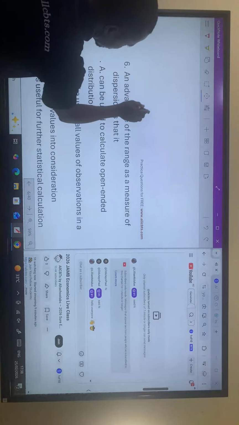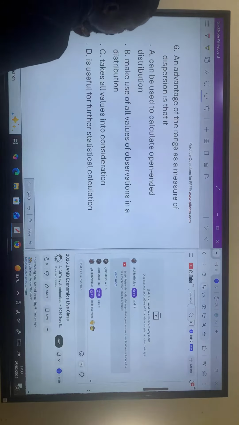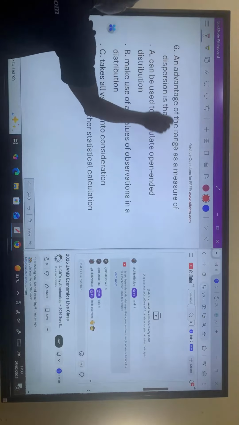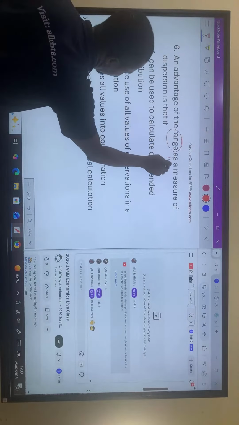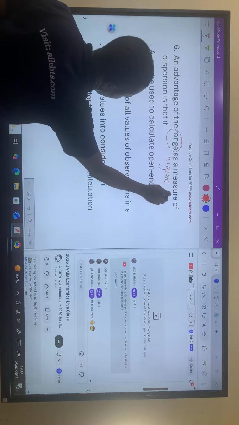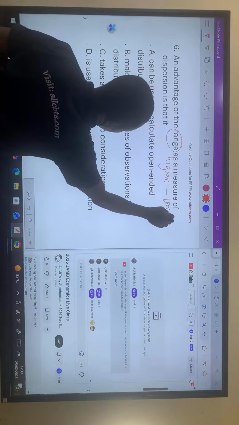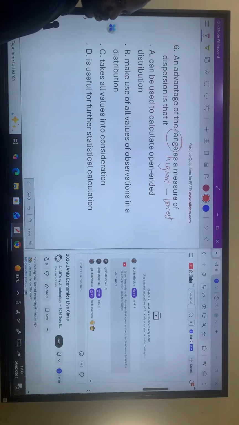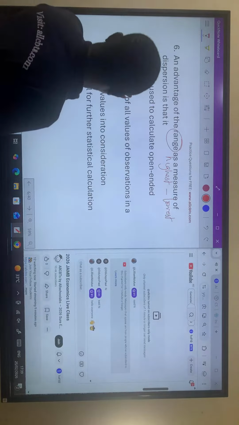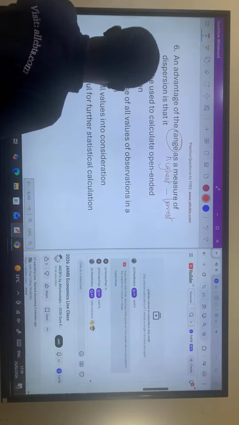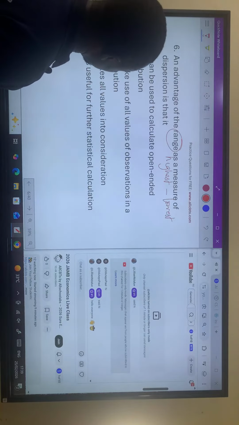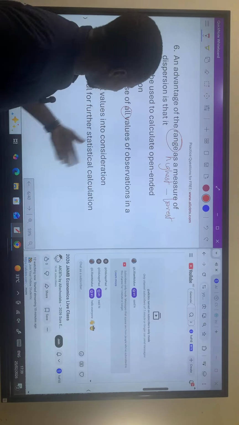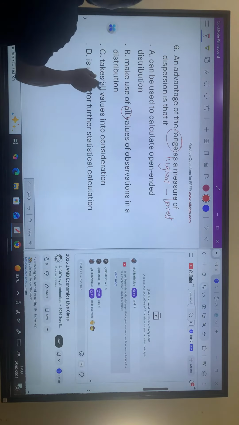The next question. An advantage of the range as a measure of dispersion is that, what is range? In economics, range is the difference between the highest value and the lowest value. That's range. Highest value minus lowest value. So, it can be used to calculate open-ended distribution, make use of all values of observation. You can't use all the values. It's not possible, because you're only picking the highest and the lowest, so you're not using all.